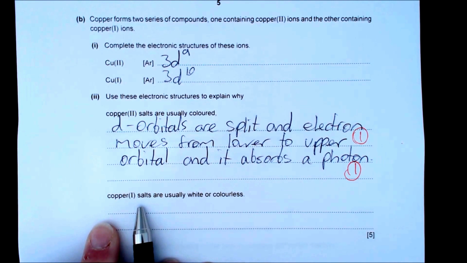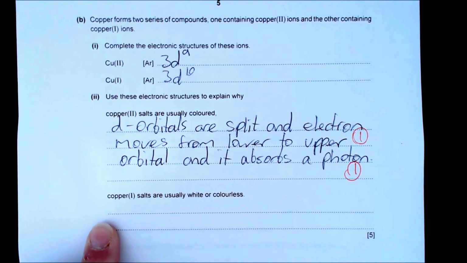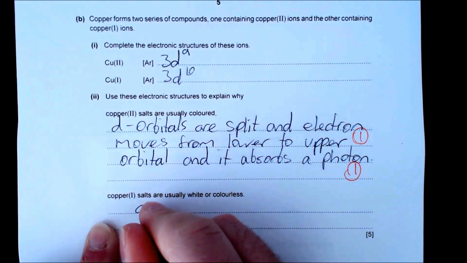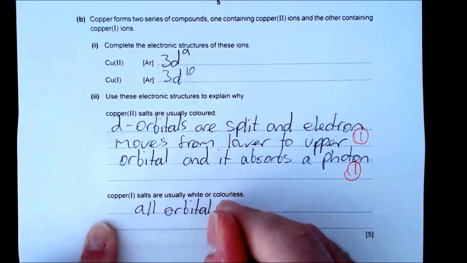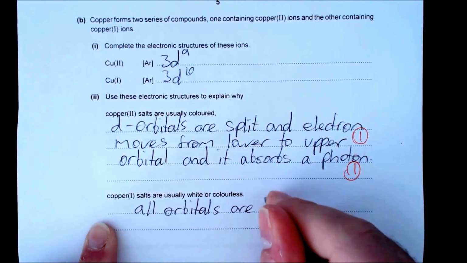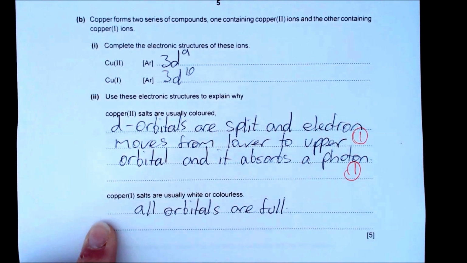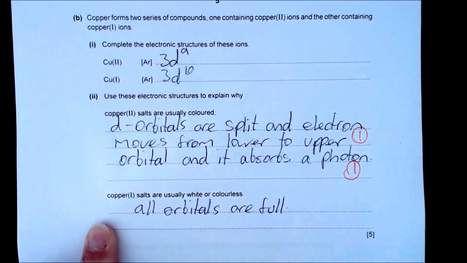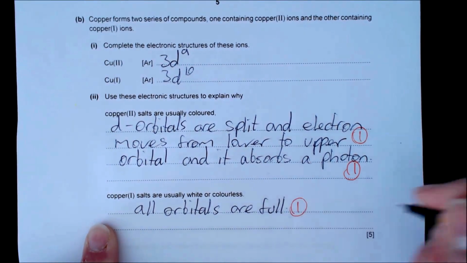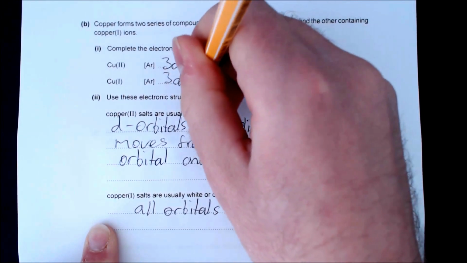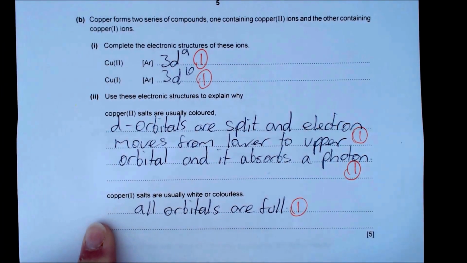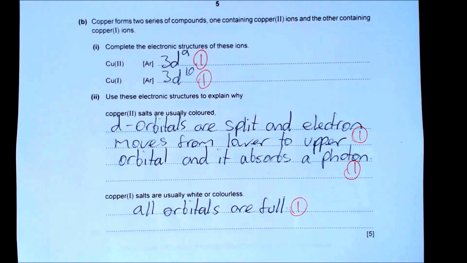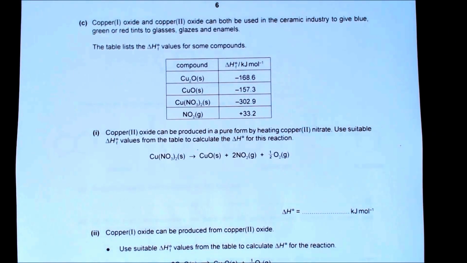And then the next bit here, it says copper 1 salts are usually white or colourless, and again, the reason why is because we said all orbitals are full. There you go. Right, so we get 5 marks in total for that. Obviously, we've got the 2 there. You get 1 for this one, which gives you 3, and then we get 1 there and 1 there as well. So we get 5 marks in total for that one. Right, on to the next bit. Quite a big question.